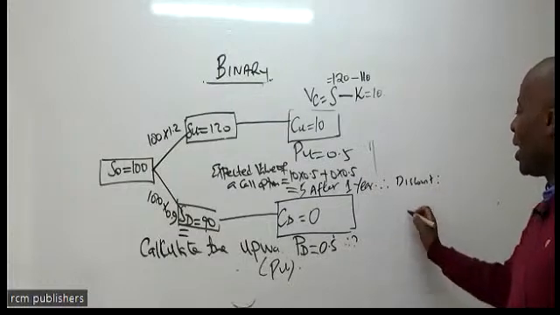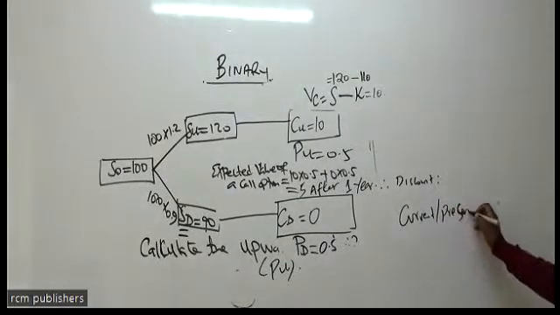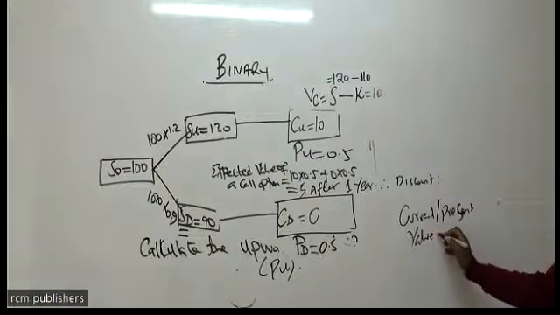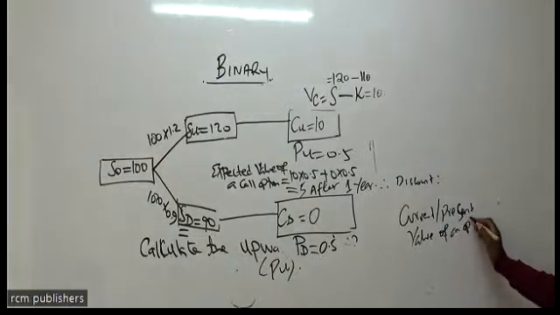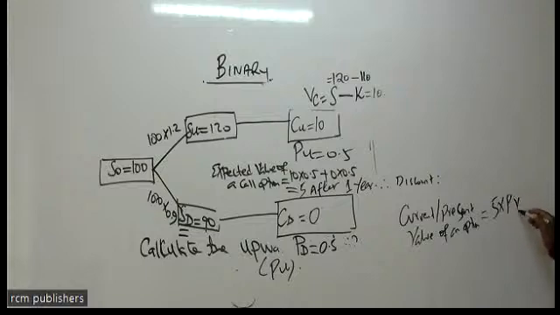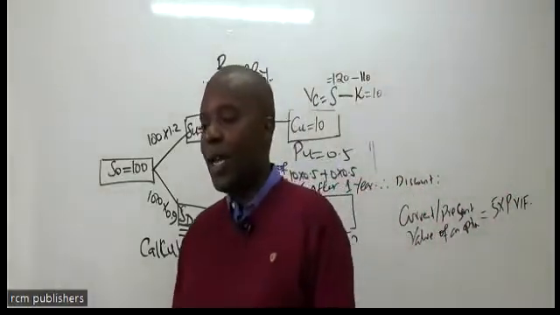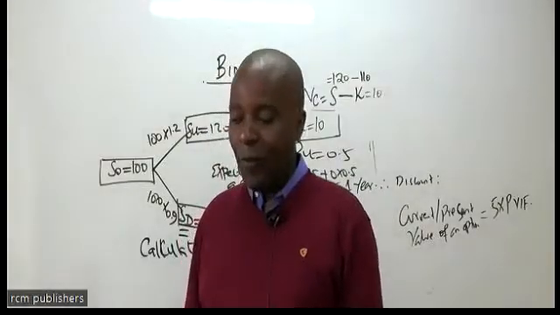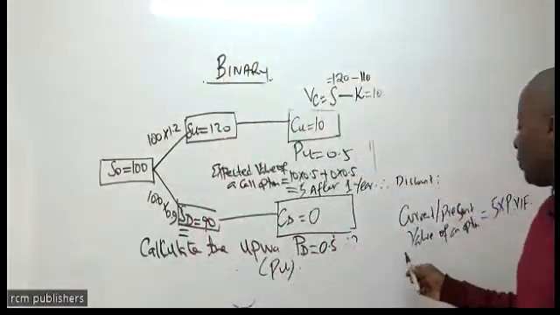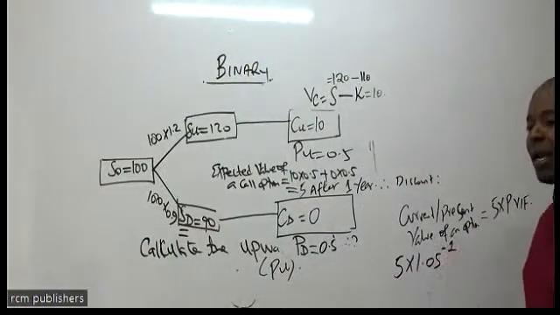So to get the current or present value of an option, come and take that 5, and because it's a future figure, discount it by multiplying it with the PVF. Meaning that this will be the same as 5 times 1.05 raised to minus 1.